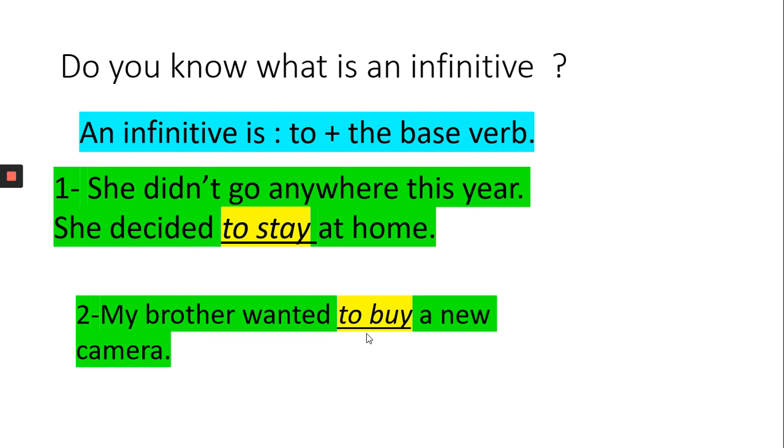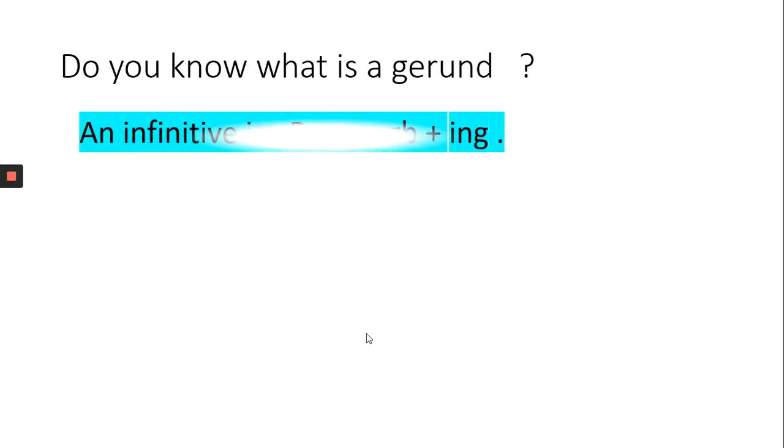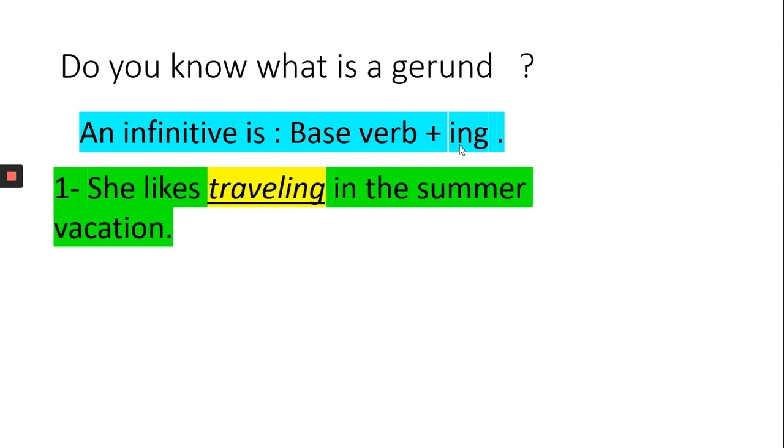What about the gerund? Do you know what is a gerund? Now we have the infinitive is to plus the base form of the verb. What is a gerund? A gerund is base form plus ing. Now, example 1, she likes traveling in the summer vacation. Where is the gerund? As I told you, it is a verb plus ing. So the gerund is traveling. As you see here, traveling is the object of the verb likes. She, subject, likes, verb, and traveling is the object. So we don't say to travel, we say she likes traveling. This is the gerund.